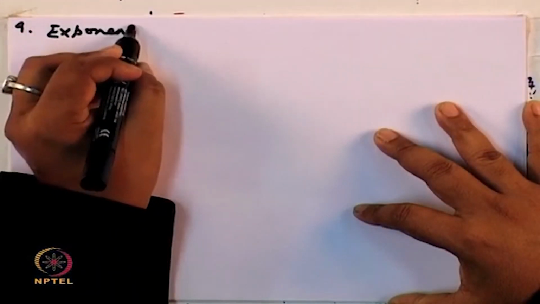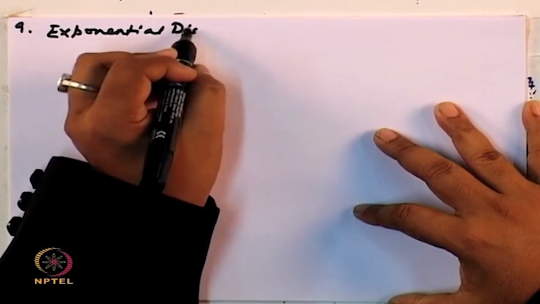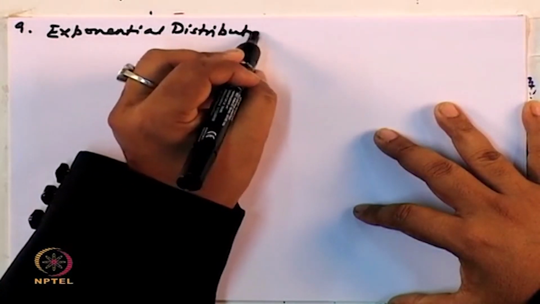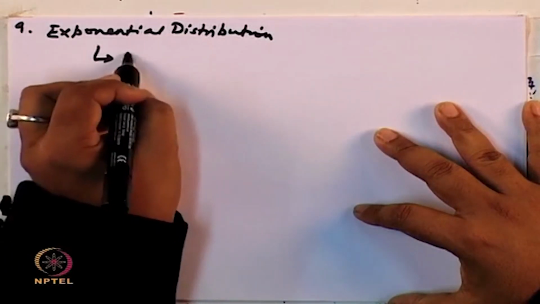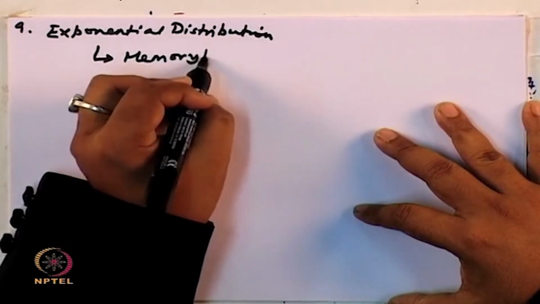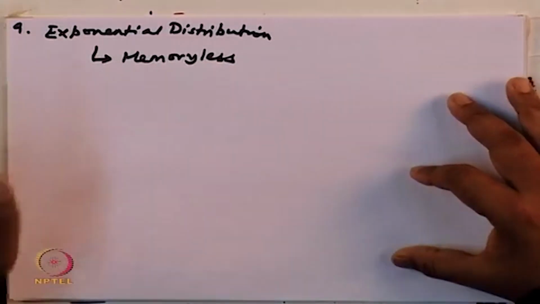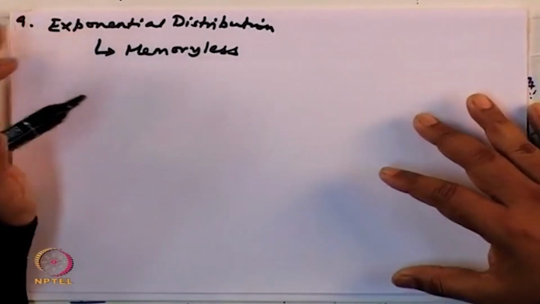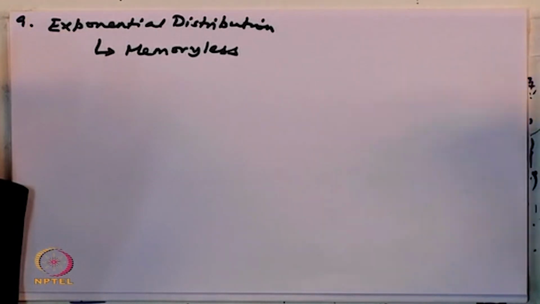One very important property of exponential distributions, on slide number 9, is that this distribution is memoryless. In other words, let us take a case where we are considering the lifetime of a car battery, or the lifetime of a disk, and so on.